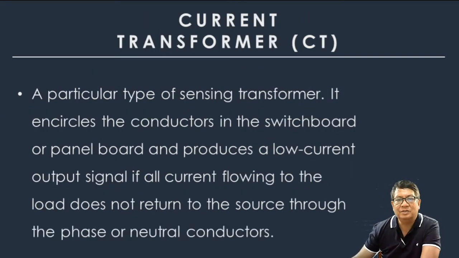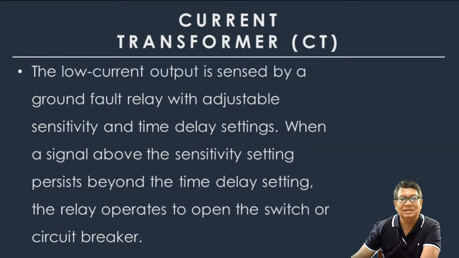So a current transformer, we should put that in. It is a particular type of sensing transformer that encircles the conductors in the switchboard or panel board. It produces a low current output signal if all current flowing to the load does not return to the source through the phase or neutral conductors. So we put in that kind of ground fault protection system.